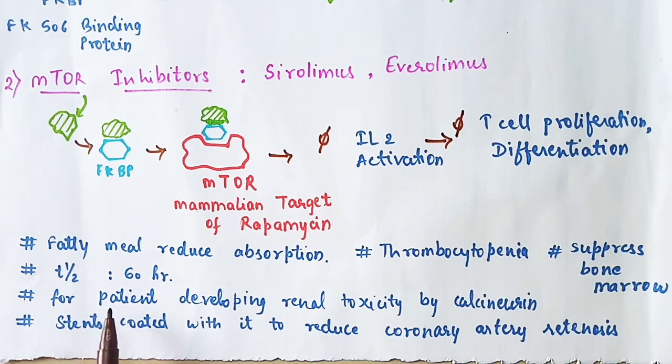They are useful for patients developing renal toxicity from calcineurin inhibitors. There are many stents which are coated with sirolimus and everolimus to reduce coronary artery restenosis. So they are widely used.